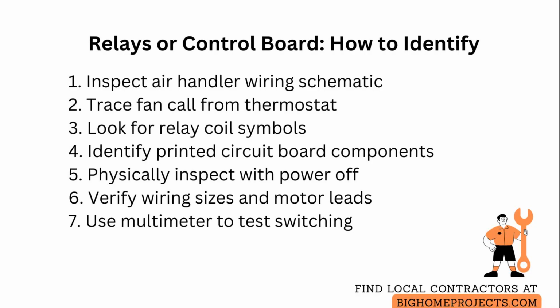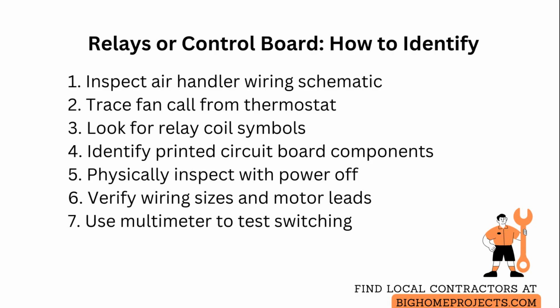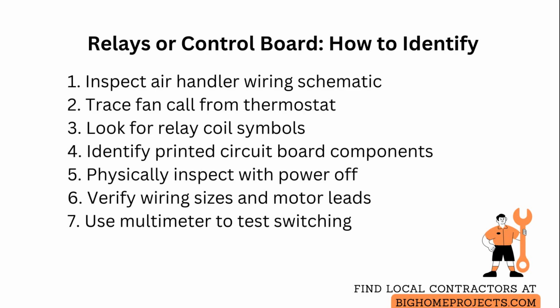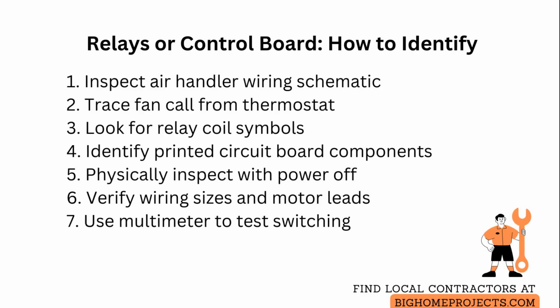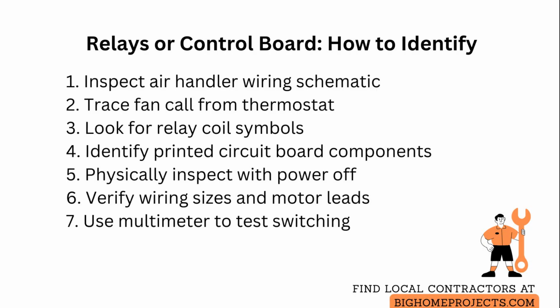If you see isolated coil symbols or rectangular blocks labeled relay and contacts, the fan is switched by relays. If the schematic shows a printed circuit board with multiple electronic components, connectors labeled with fan, blower, or G, and you see triacs, transistors, or integrated circuits, then a control board is doing the switching.